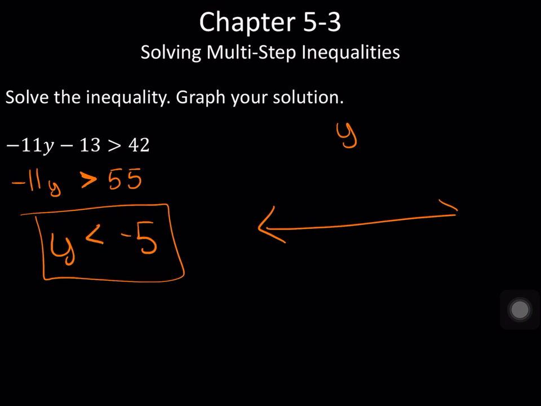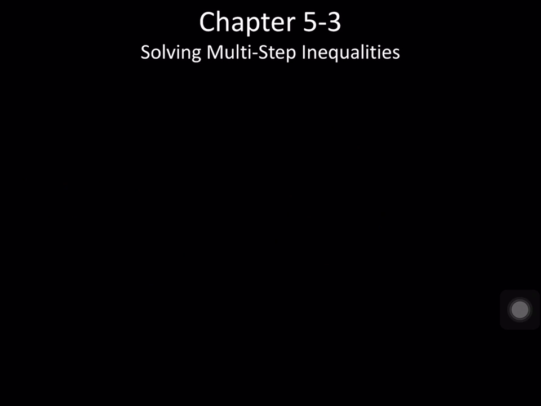So on a number line, this would be our negative 5. Make sure that you've got numbers on either side, just to make sure we know what direction that number line is going. Bigger numbers to the right, smaller numbers to the left always. So less than negative 5 would be an open circle, and then would shade to the left. All right, let's do one more here.